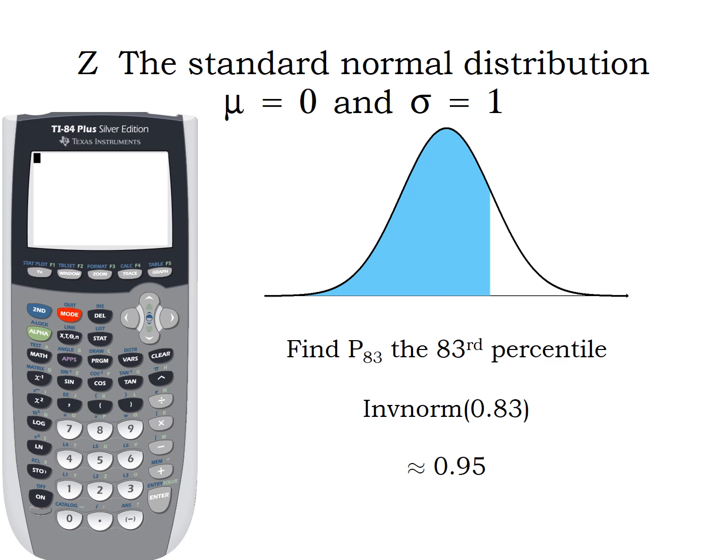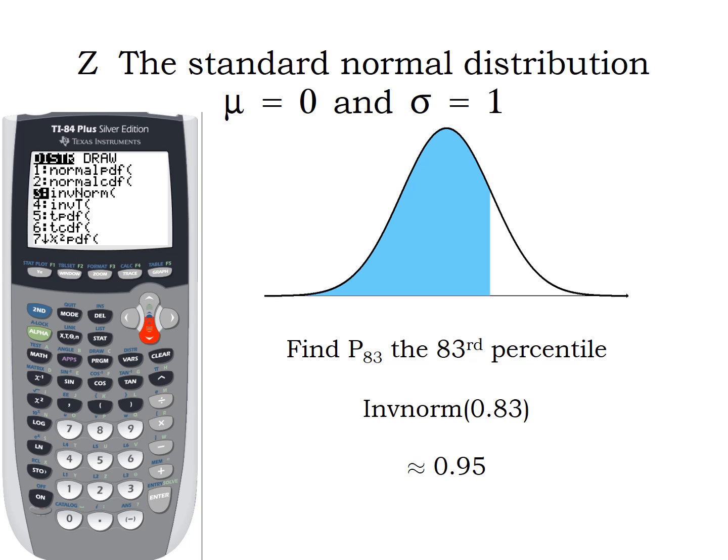All right, so we're going to go back to our distributions. So we want to hit second function and then the variables key. All right, so second function variables. This is going to bring up our menu. We want to go to the inverse norm.